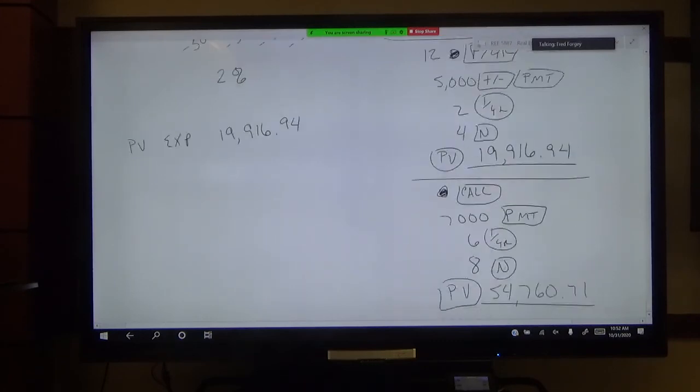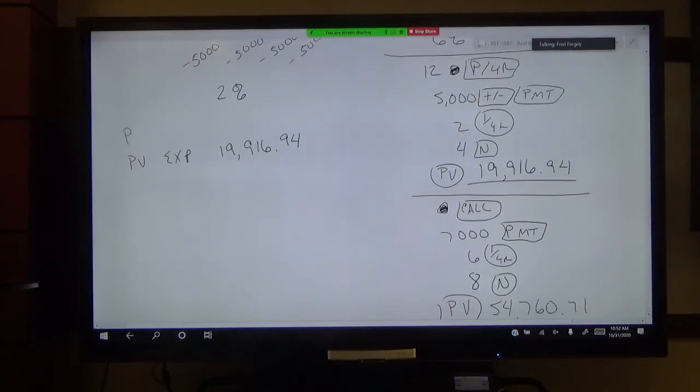Okay. So the present value of income or revenue is going to be 53,679.05. Subtract out the expenses.